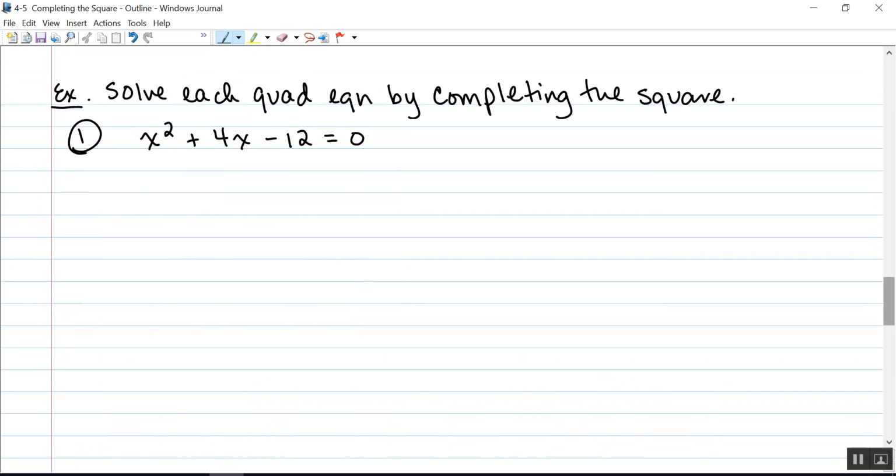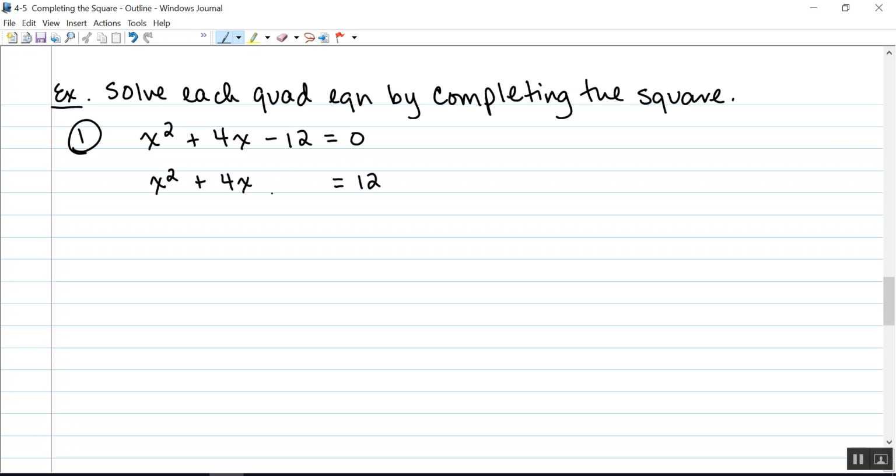Okay, now let's start completing the square. So solve this quadratic equation by completing the square. First step is to take my existing c and move it to the other side. So I'll have x squared plus 4x equals 12, adding 12 to both sides.